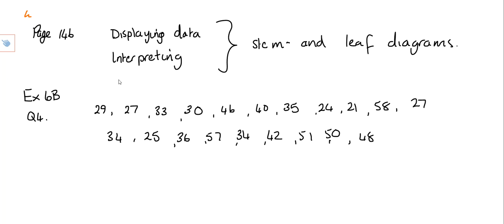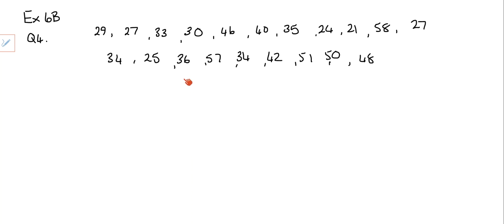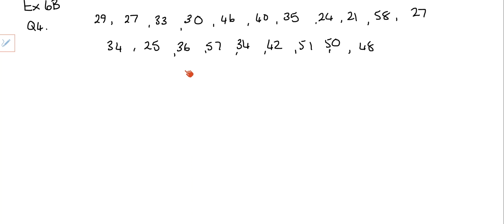So we're going to put this in some sort of order, and we're going to use a stem and leaf diagram to put it in order, just like any other chart. Like any other chart, we're just going to display the data in a nice way. Make it easier. Alright? Go on then. What do you think we need to do?